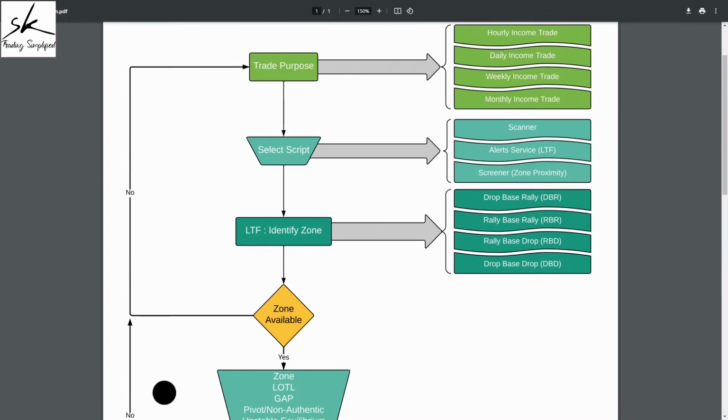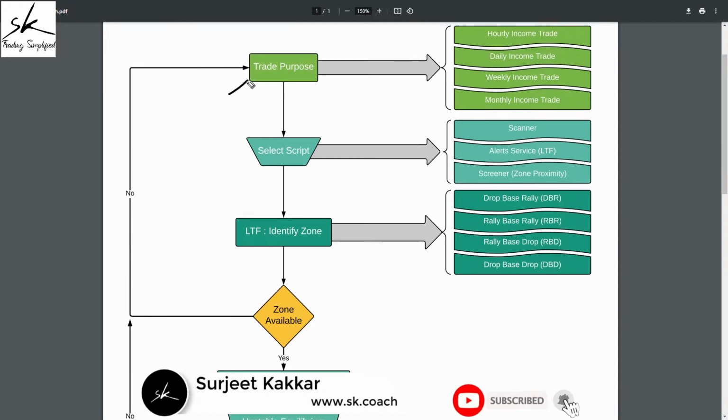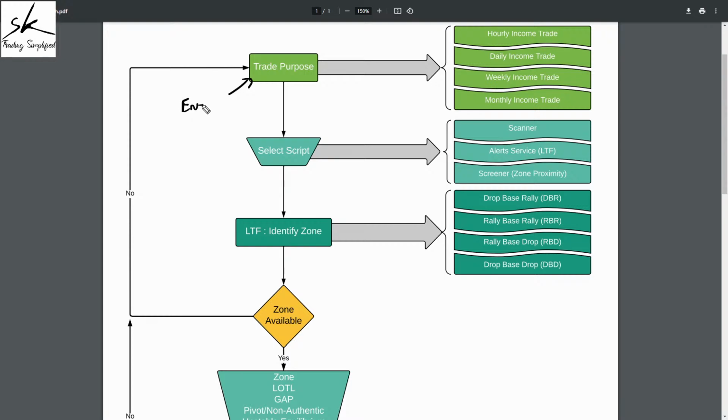So, what is our step number one whenever we start planning our trade? Our step one is we need to define our trade purpose. And what do we mean by trade purpose? Trade purpose implies the duration of the trade, which is from the time you enter the trade to the time you exit the trade. Now, why are we starting with the trade purpose?